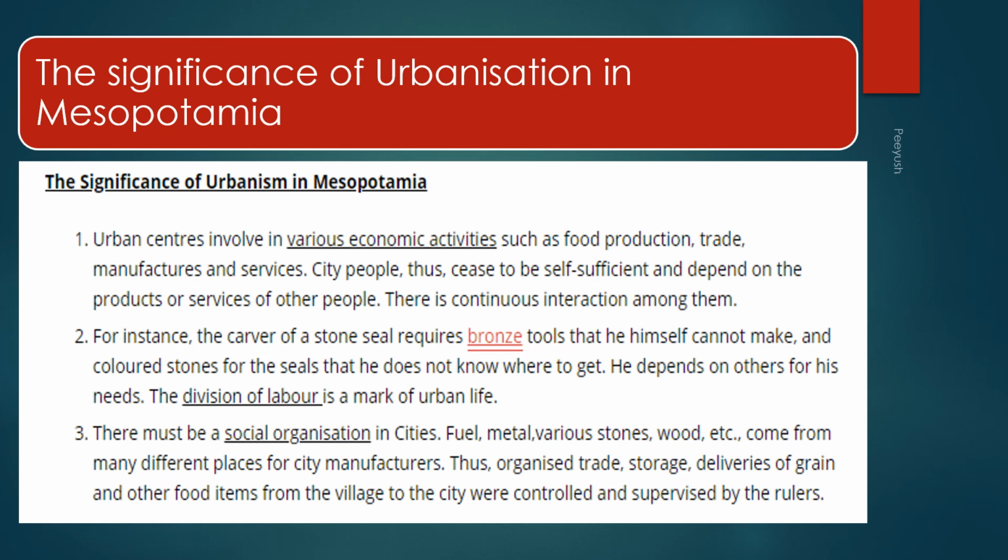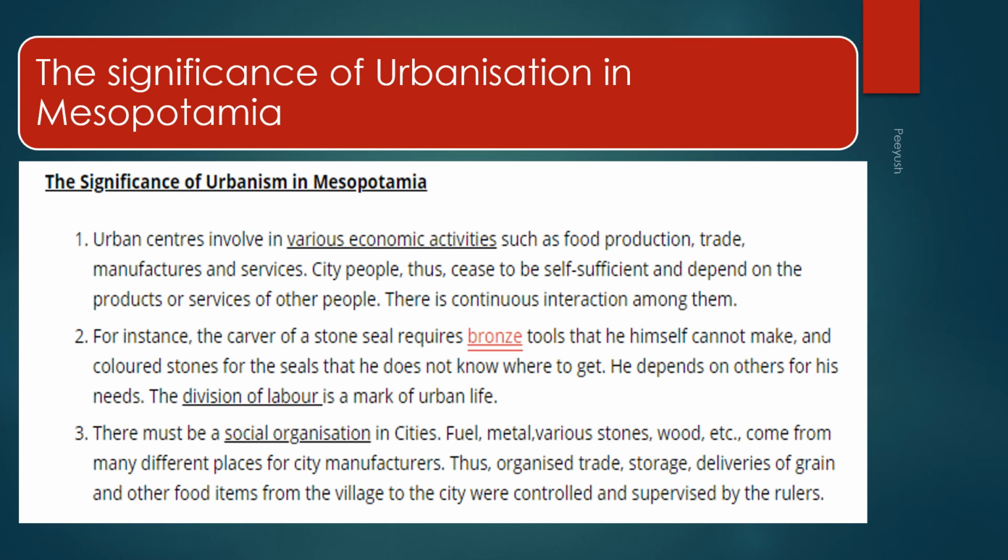For instance, the carver of a stone seal requires bronze tools that he himself cannot make, and colored stones for the seals that he does not know where to get. He depends on others for his needs. The division of labor is a mark of urban life, very importantly. So there was division of labor in the urban society.